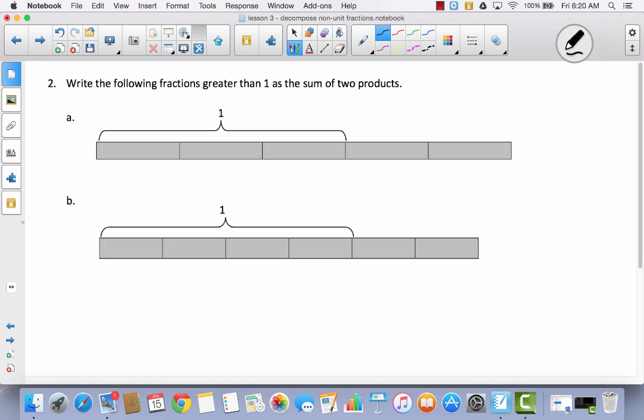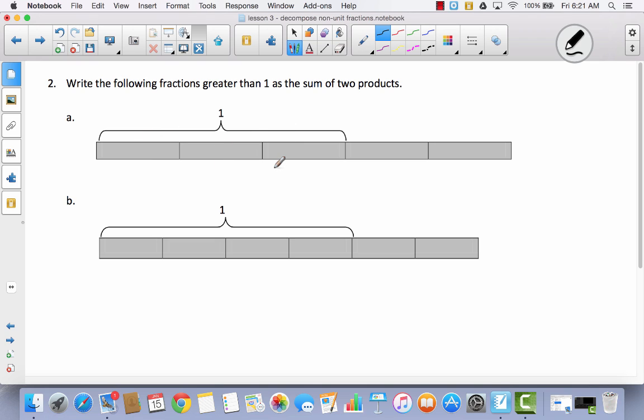All right, let's take a look at number 2. Write the following fractions greater than 1 as the sum of 2 products. So we're just going to add these 2 fractions together. These are greater than 1. I know they're greater than 1 because here's my whole, and then I have more than one whole. So I'm going to look at my whole and see how many parts it's divided into. It's divided into 1, 2, 3 parts.